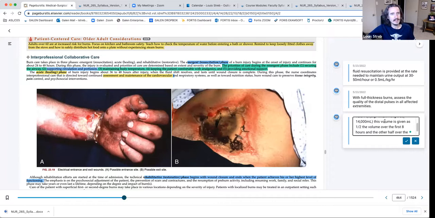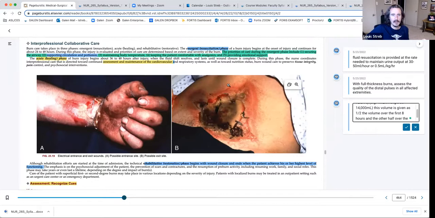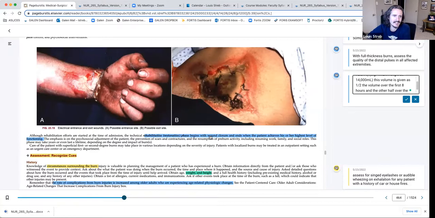What else? Full thickness, assess the quality. I talked about that already. I want to make sure I keep saying the things that I know the book misses out on a lot. All right. And then the last part is that restorative rehabilitation. There's not much you're going to do with that, because that's after they've done everything and they start going home. So I don't really mess with that so much. That seems like a real burns nurse.